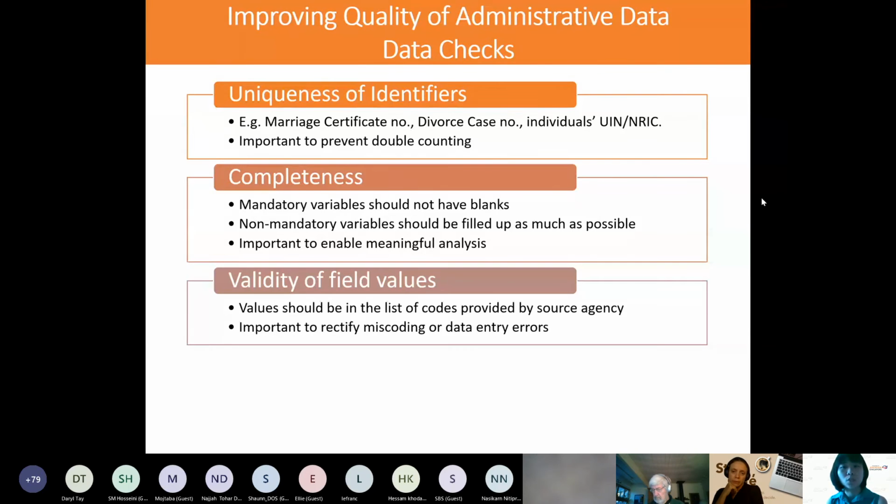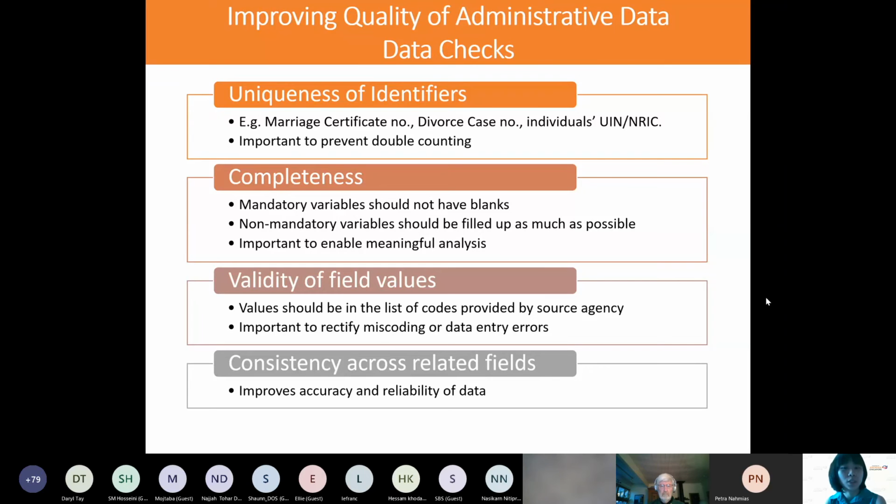Another type of check we do is on the validity of values. We check that the values in the files can be found in the list of codes provided by source agencies. We also check that dates are valid and flag out records with extremely young or old parties at marriage for verification with source agencies. These checks are important to minimize miscoding or data entry errors. We also check to ensure consistency across related fields. For example, a person who registered his marriage with an NRIC number but was coded as a non-resident will be flagged out for verification. Doing so improves the accuracy and reliability of our data.